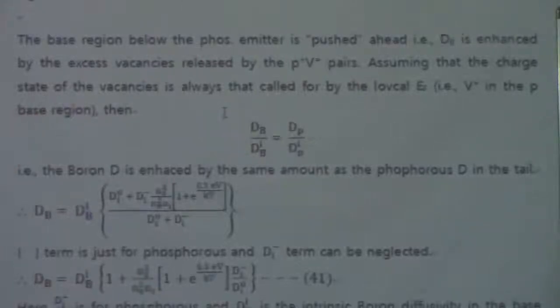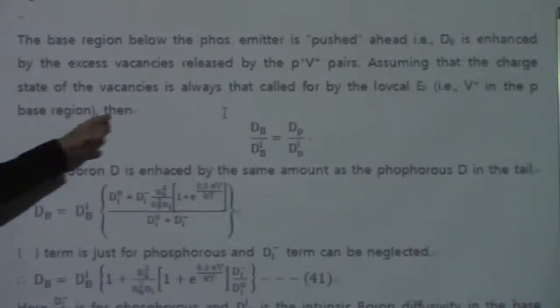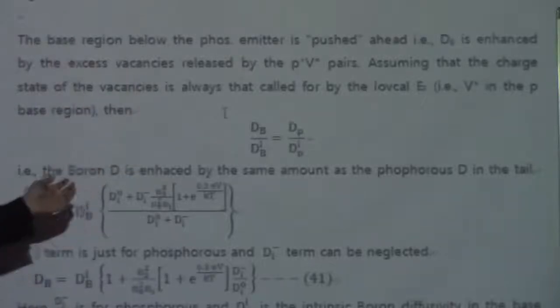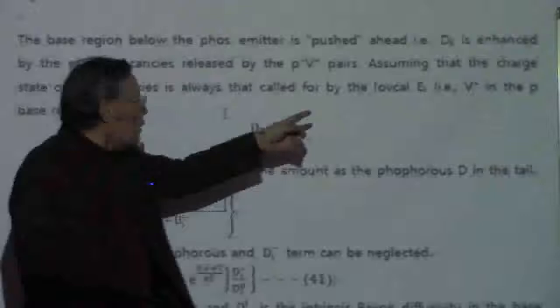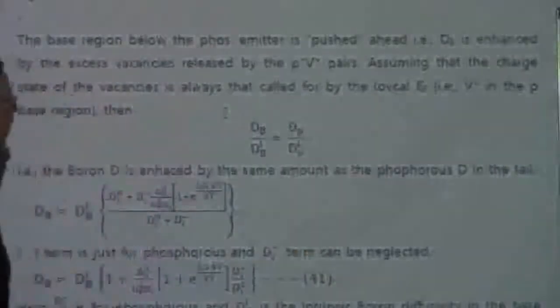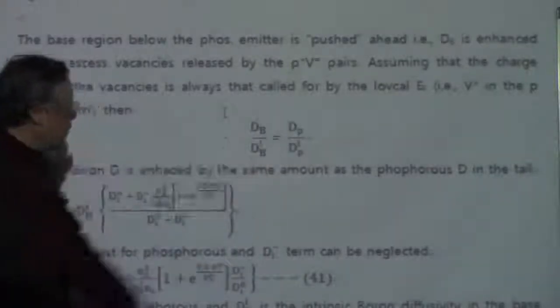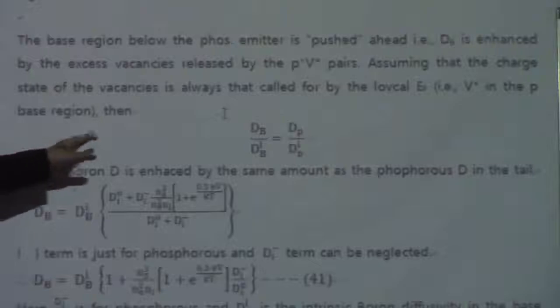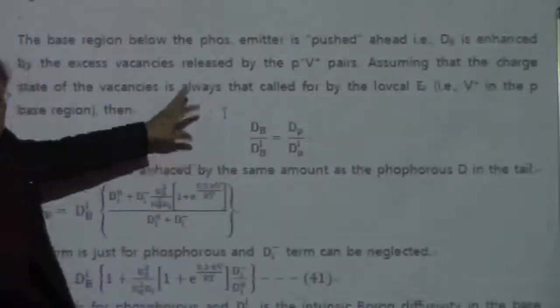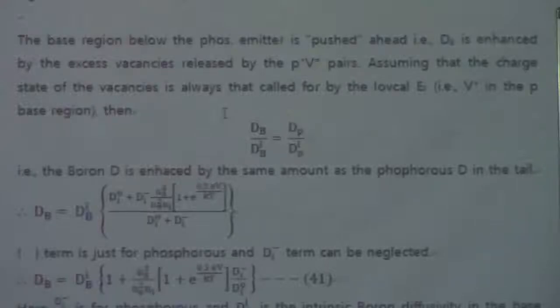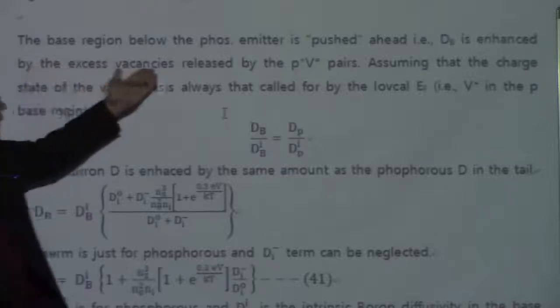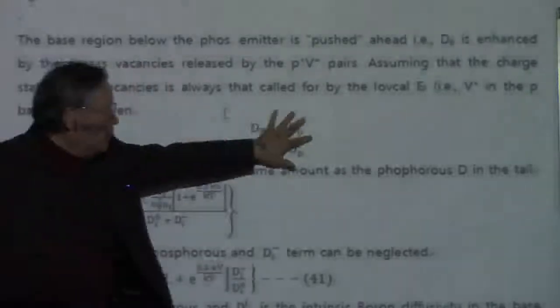Assuming that the charge state of the vacancies is always controlled by the local Fermi energies, in the P plus and the P base region, we just make this as an approximation. It just says that the ratio of enhancement of boron is the same as the ratio of the enhancement of phosphorus due to the excess vacancies. Okay, we just assume that.